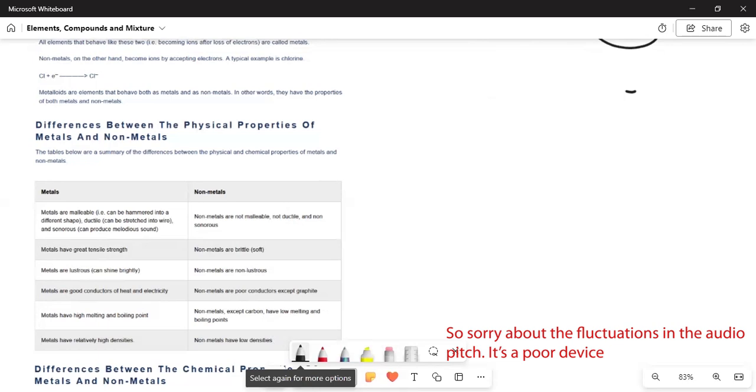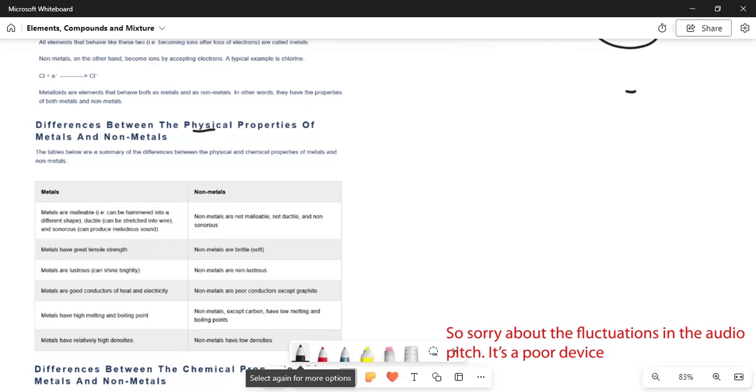So now we talk about the differences between the physical properties of matter, of metals and non-metals, right? Differences between what? The physical properties of metals and non-metals. Then metals are malleable.